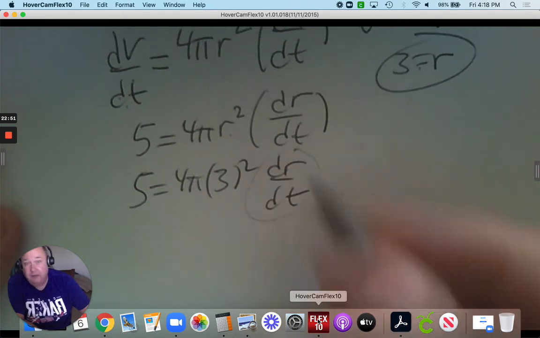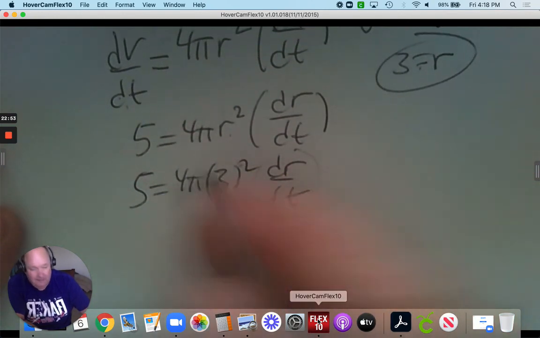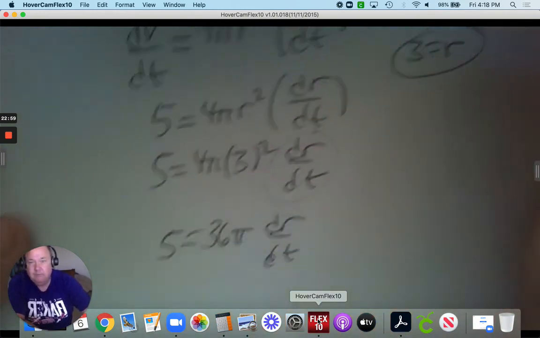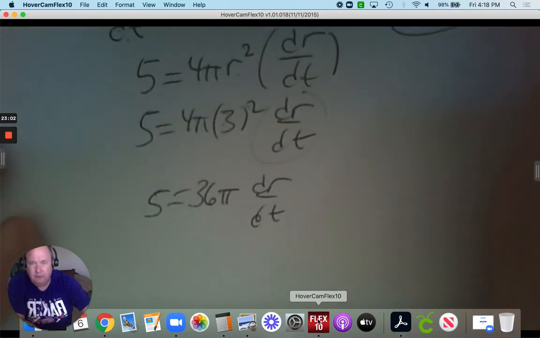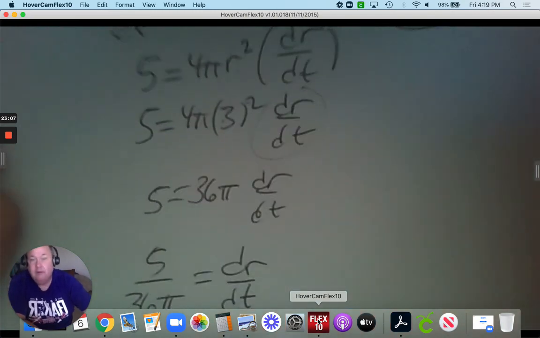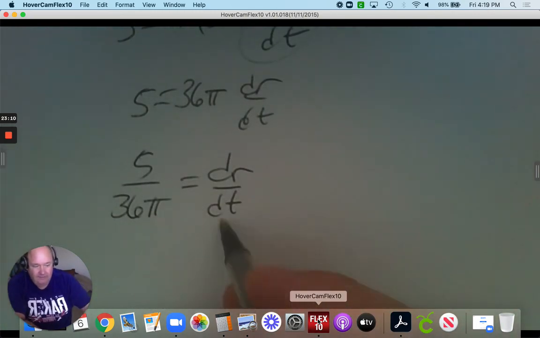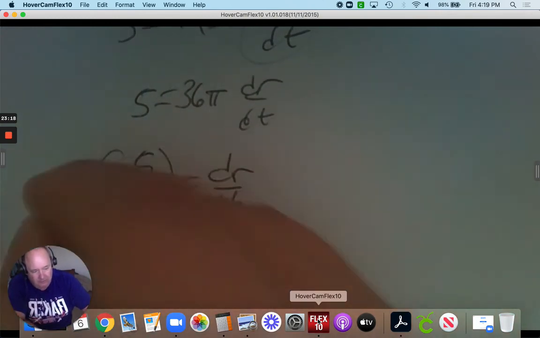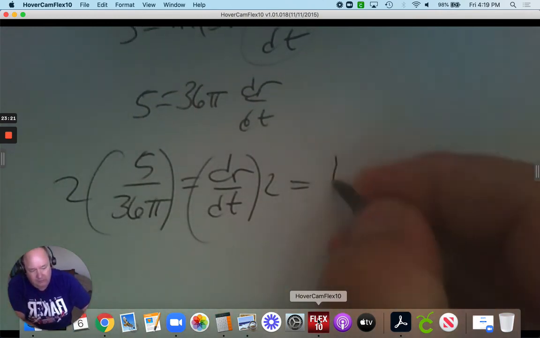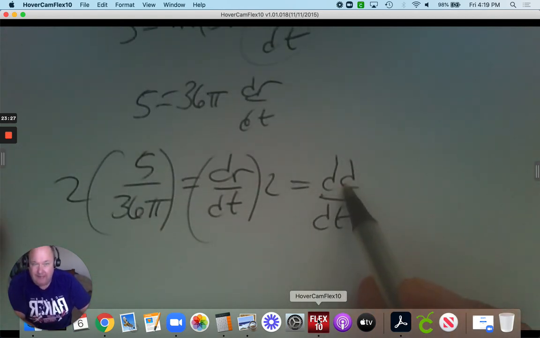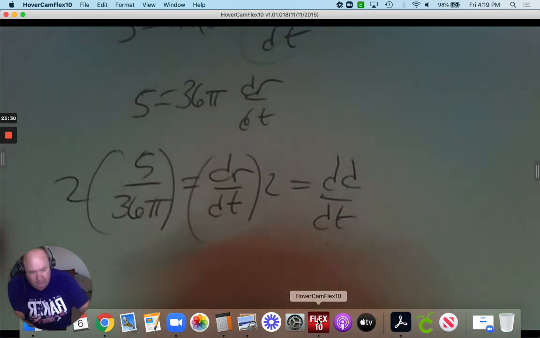So I need this by itself. So 3 squared, that's 9 times 4. That's 36. Divide by 36 pi. That's now the rate. That's now the rate for the radius. If I want the rate for the diameter, well, what's the relationship between the radius and the diameter? Is you multiply it times 2, right? So if you multiply it times 2, that's now the rate for the diameter. So the derivative of the diameter with respect to time then is this answer here.